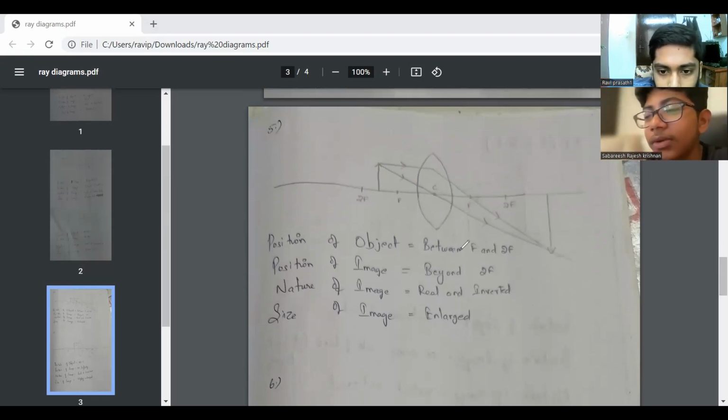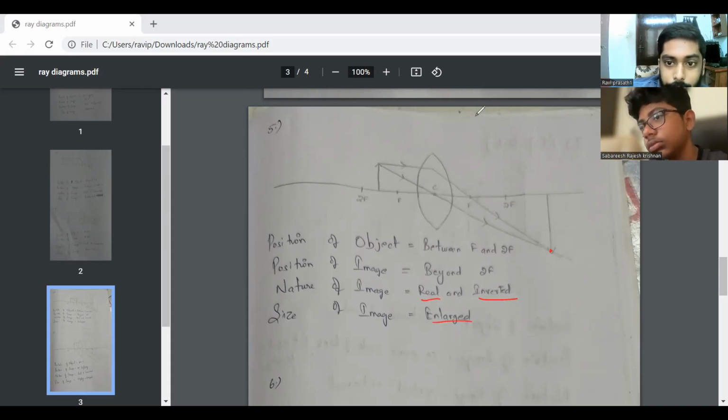So now, the position of the image is beyond 2f, and they are coinciding. It is real, inverted, and you can say the size is bigger, so it is enlarged. Clear?